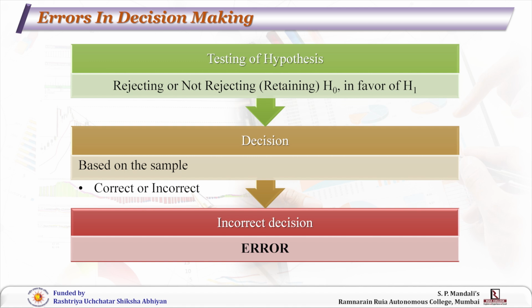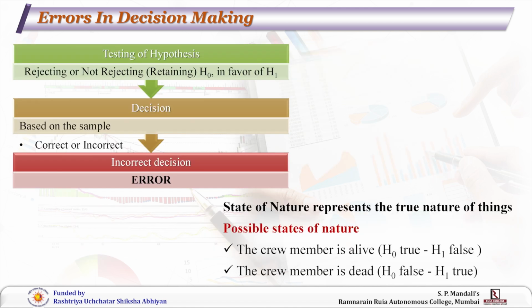The decision of rejecting or retaining this null hypothesis is taken on the basis of the sample which is selected from the population. But this decision cannot be always correct, or it may be incorrect as well. Now, what happens in nature, that is the state of nature, is not under the control of a decision maker. It is the actually existing state of the nature.